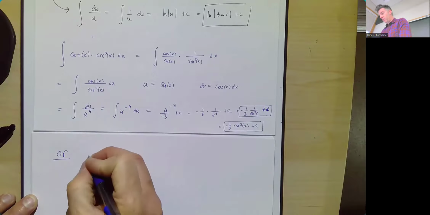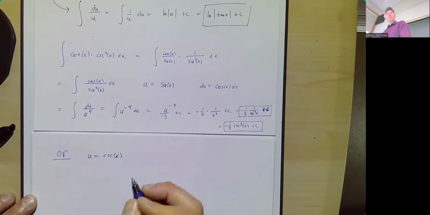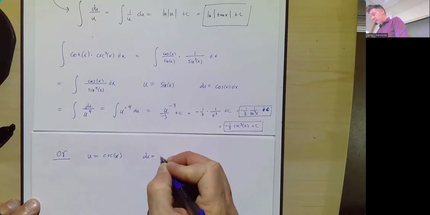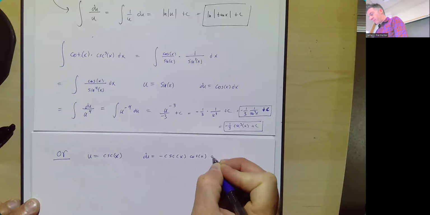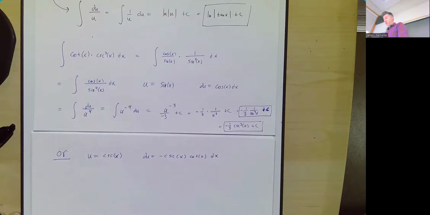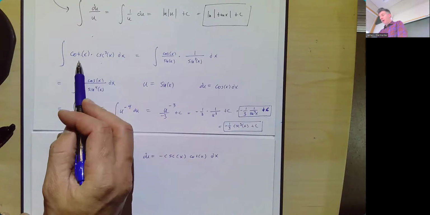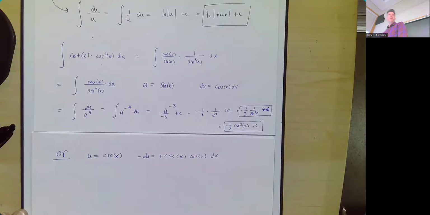We could have let u equal cosecant of x. This is a harder choice, I think, because we're probably less likely to remember what the derivative of cosecant is. The derivative of cosecant is negative cosecant of x times cotangent of x dx. So in my integral, I definitely have a cosecant times cotangent. I don't have the negative sign though, so I'm going to make it a negative du equal to a positive cosecant of x times cotangent of x dx.